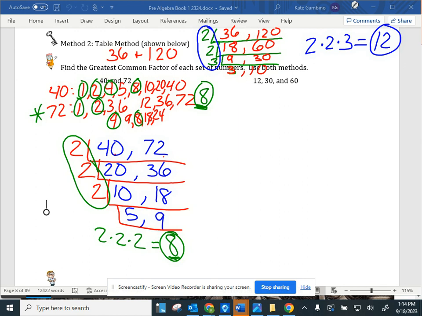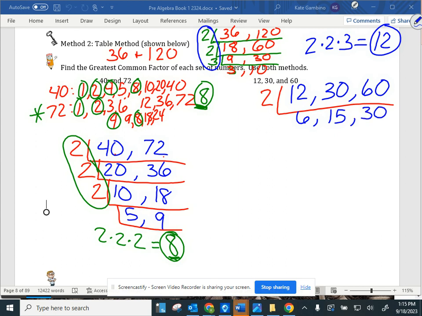12, 30, and 60. So when we do it this way, we have 3 numbers. What's the smallest prime that I can divide out of all 3 of those numbers, Grace? 2. What am I left with, Grace? 6, 15, and 30. What's the smallest prime I can take out of 6, 15, and 30, Lauren? 3. What am I left with, Lauren?